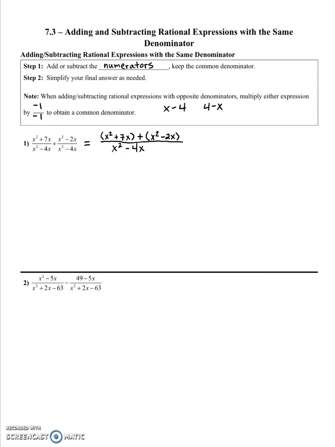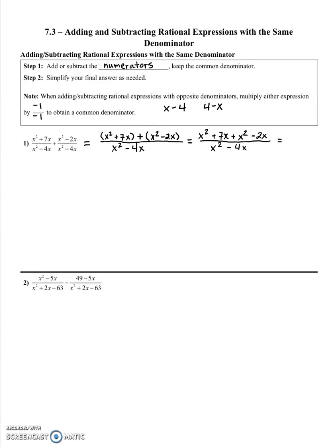Now, you're probably wondering why I put both of our numerators in parentheses. It does not matter when we're adding, but when we're subtracting, it does matter, because we'll have to remember to do a couple extra things. So here, we can now just drop the parentheses. So we have x squared plus 7x plus x squared minus 2x, and that is over x squared minus 4x.